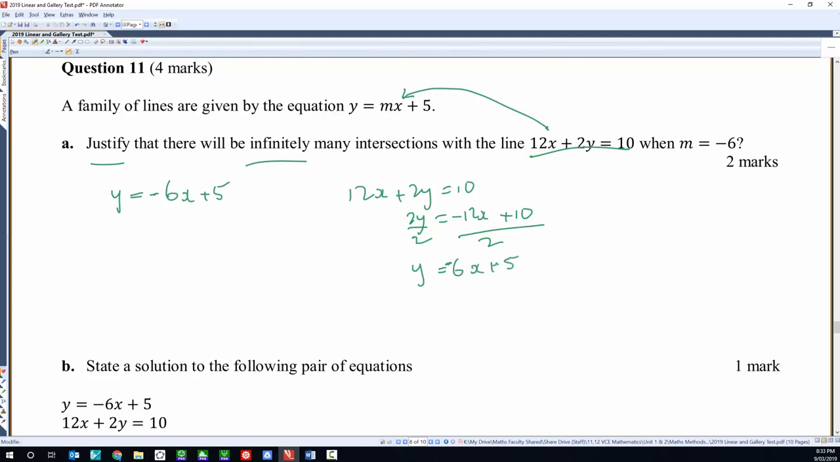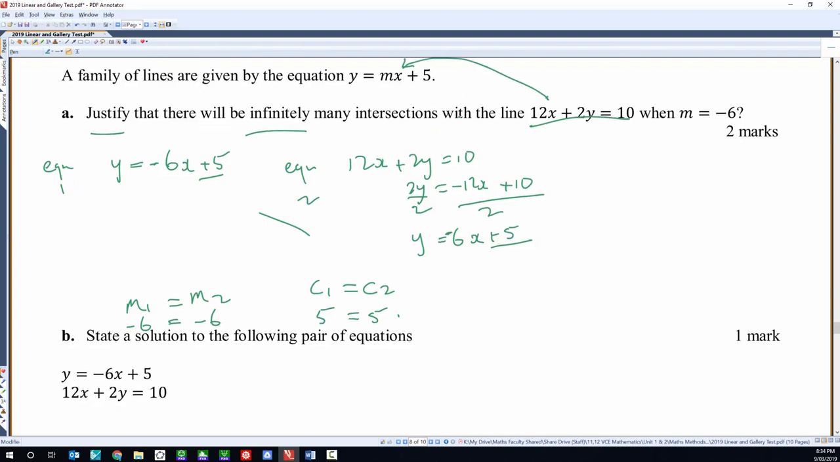y equals negative 6x plus 5. And so what we're going to note here is if this is equation 1 and this is equation 2, m1 equals m2, that is negative 6 is the same as negative 6. And we've also got the same y-intercept, so c1 equals c2, or 5 equals 5. Okay, so that's enough to justify that there'll be infinitely many intersections.